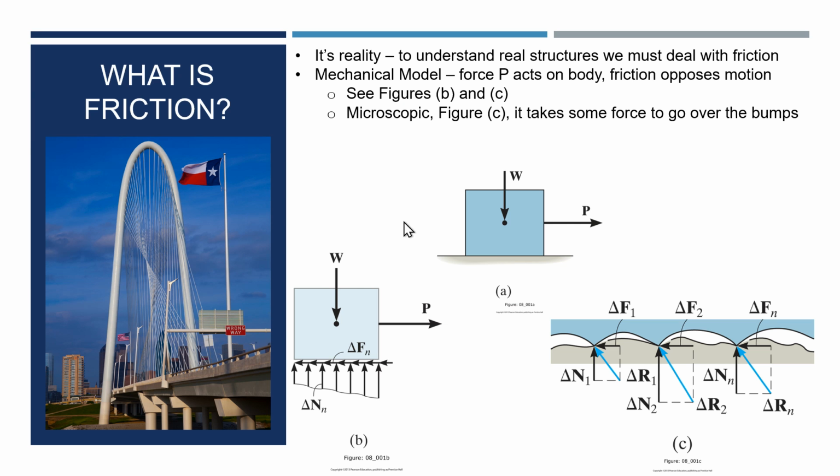Okay, friction, what is it? It's reality. And to understand real structures, real mechanics, we need to model it. So the mechanical model is that friction is due to small defects, microscopic scale, even atomic scale defects between two surfaces. And it's like you've got two bumpy surfaces and they're riding up over each other. It takes a certain amount of force to get over this hill, a certain amount of force to get over this hill, and so on.